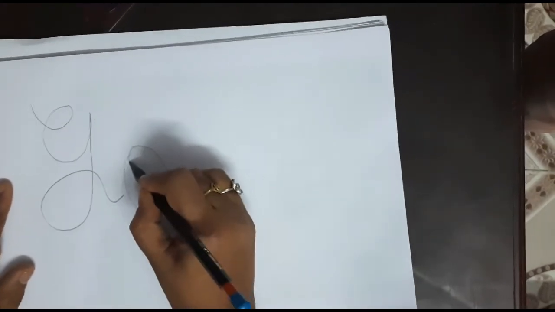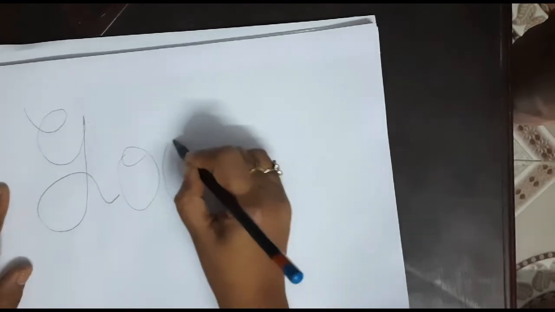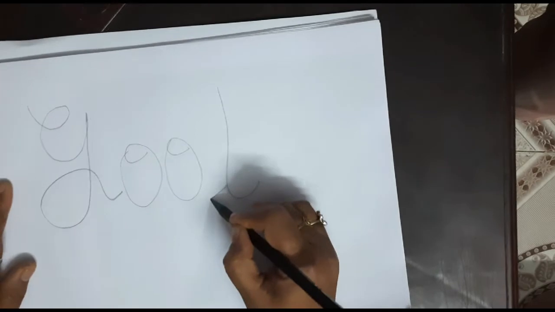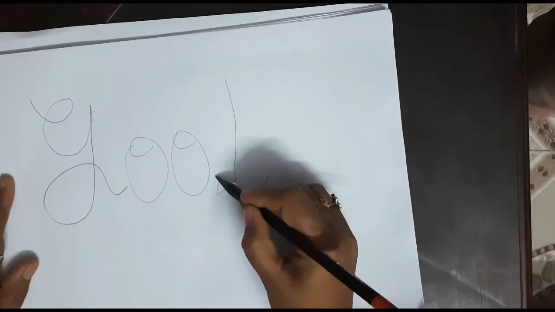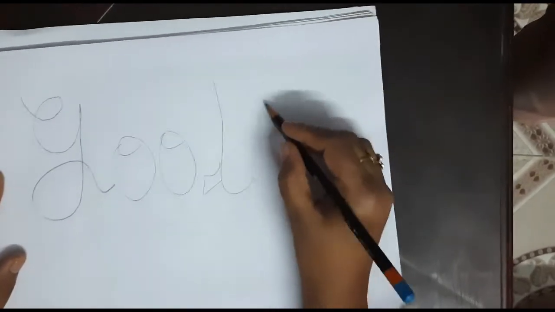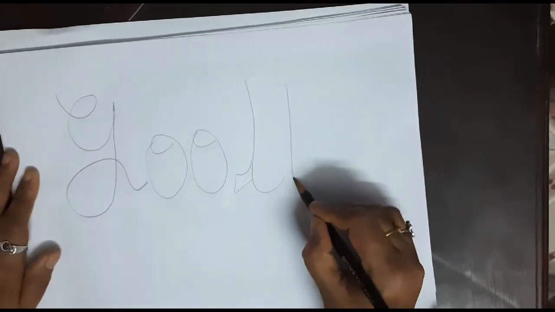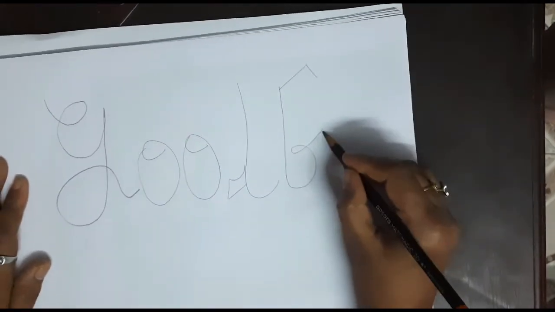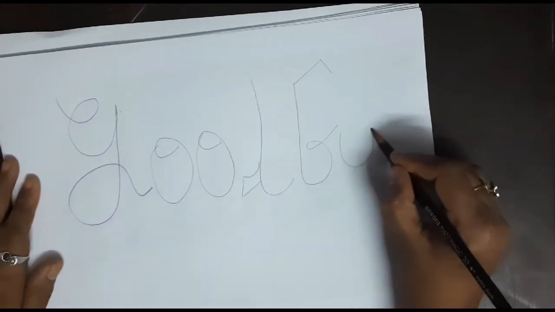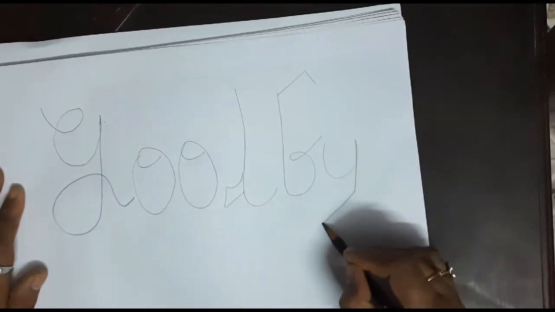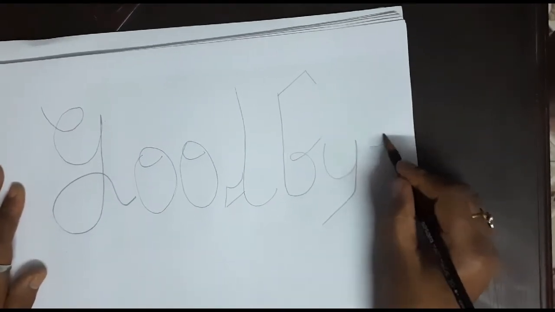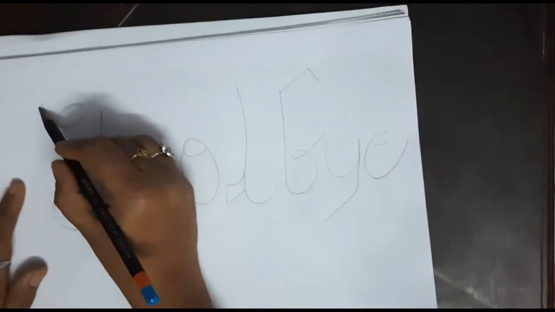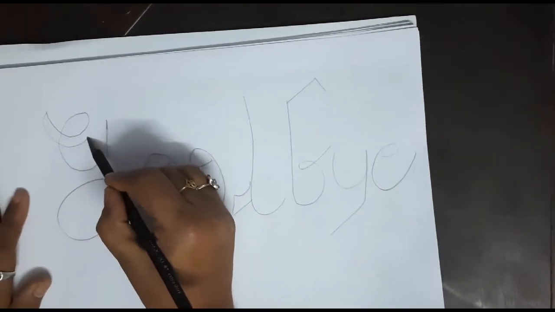O. O. D. So you can write this D in this type. And V. Okay. Y. E. So next again you're writing in double layer.